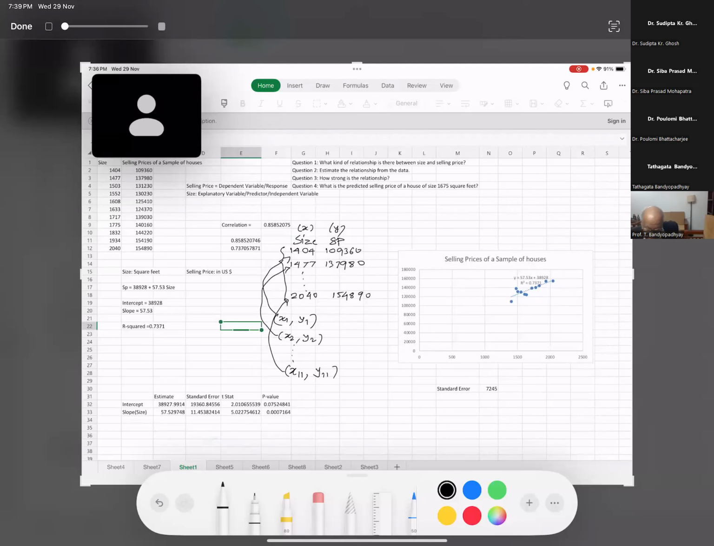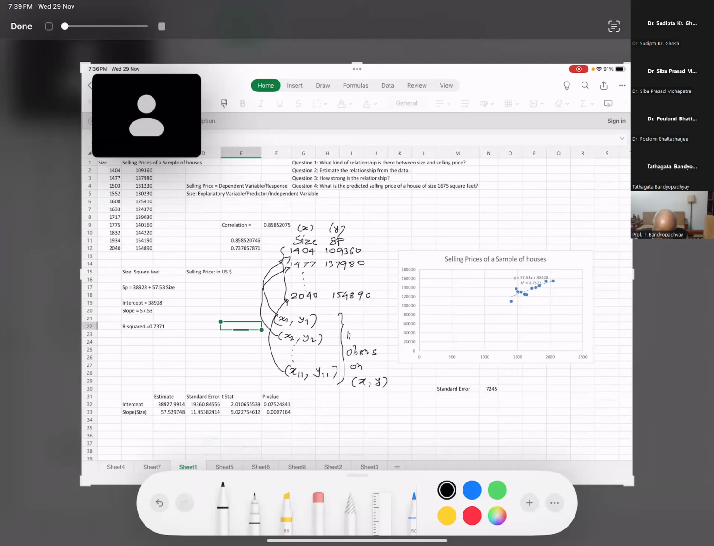So what is X1? X1 is 1404. Y1 is 109360. What is X2? 1477. Y2 is 137980. And X11 is 2040. And Y11 is 154890. So this is how we write actually the data. So this is a data. So I have 11 observations on the variables X and Y. X is independent variable, Y is dependent variable.